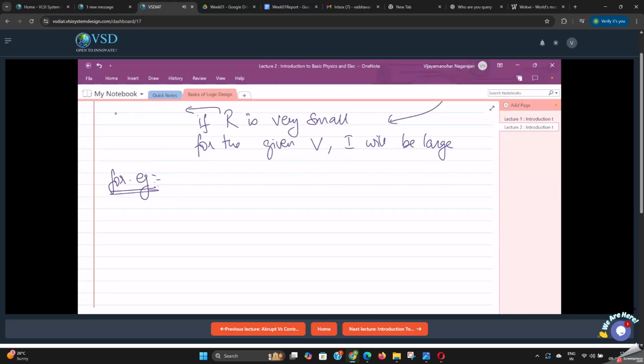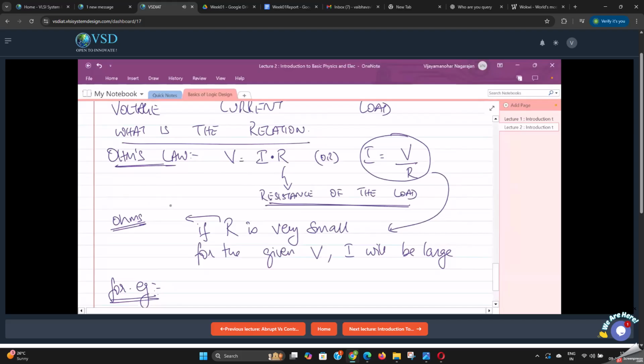The unit of resistance is ohms, because Ohm was the person who proposed this law. The unit of resistance is called ohms. It is denoted by this symbol called omega. It's like this. The Greek letter omega is the symbol. Okay.